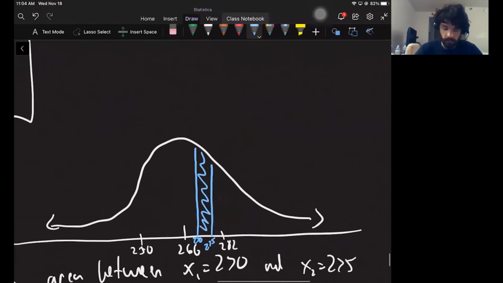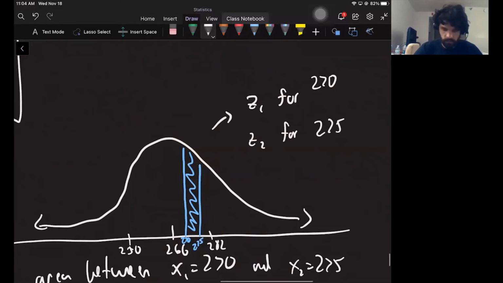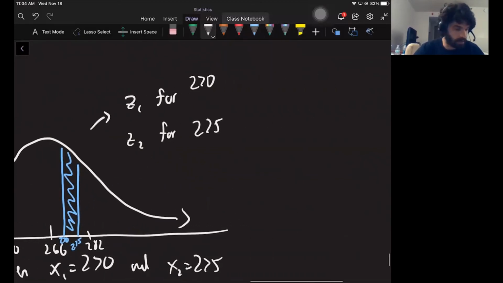What you're really doing for that is translating the question over and over into different things. And then to find that area, you're finding two Z-scores: one for 270, a Z-score for 275, and then you're turning those into areas to the left, and then you're subtracting areas.